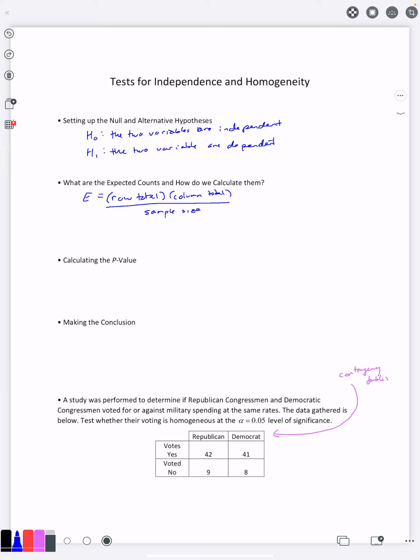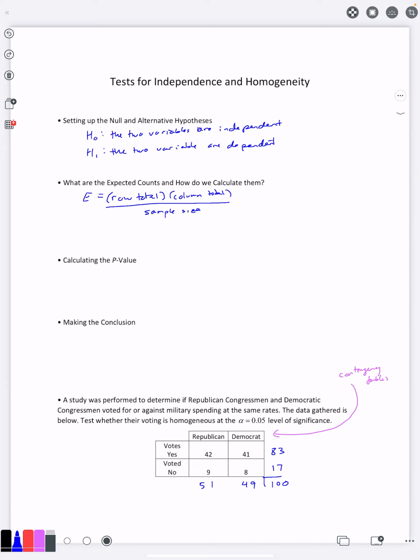So the idea is you look down at your table here. Let's add up on my columns. 42 plus 9 is 51. 41 plus 8 is 49. Add up on the rows. 9 plus 8 is 17. And 42 plus 41 is 83. And if you add either way, you get the total sample size of 100.